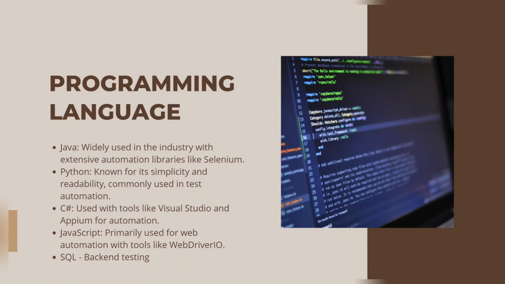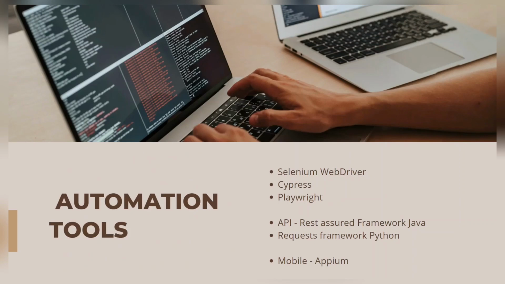So suppose right now you have knowledge of software testing basics and you want to move to automation testing. I will suggest first learning Java or Python, then learning SQL as well for backend testing, and then moving to the automation libraries like Selenium or all the other automation libraries available. Okay. So that's it for the programming languages. Let's move to the next topic.